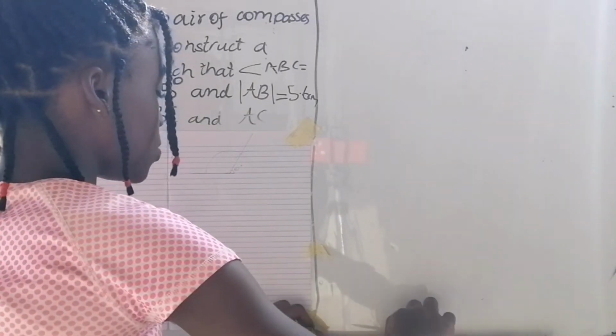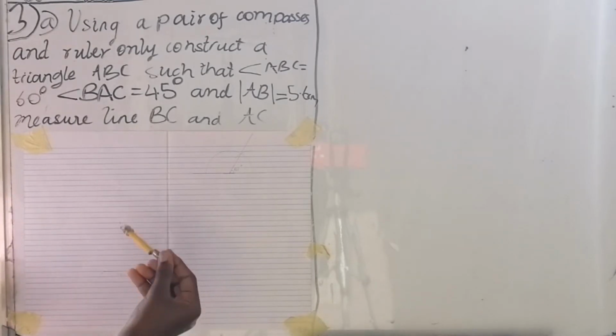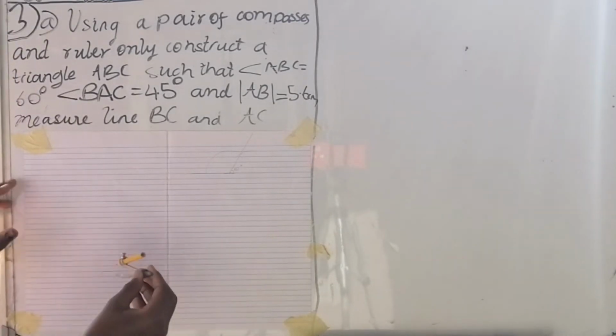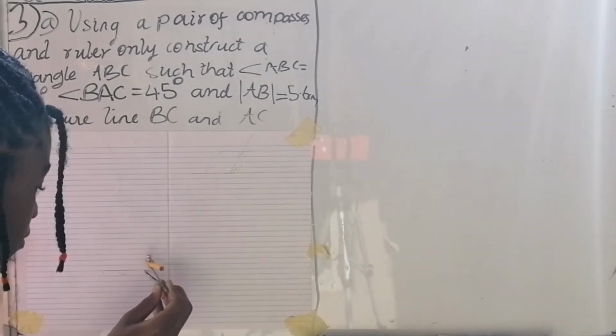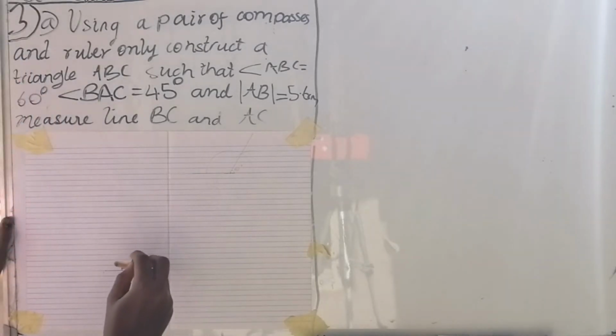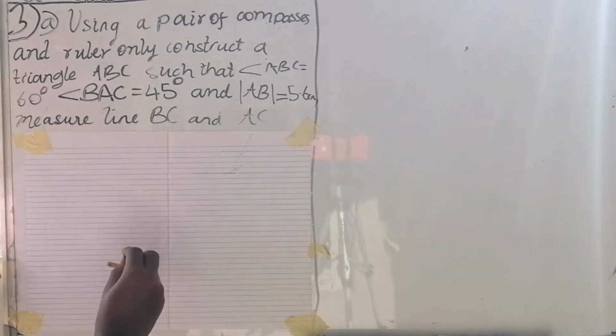So I've demonstrated how to construct 60 degrees. So let's go back to our work. Pardon me, I rushed. So I construct a semicircle here.